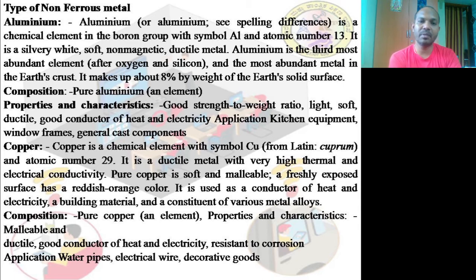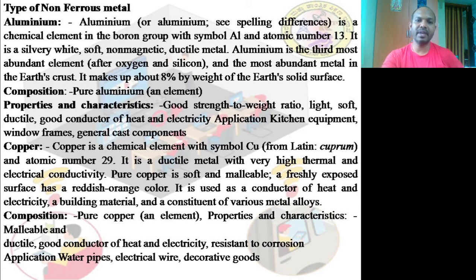So let us talk about the types of non-ferrous metals. Aluminum is one of the most popular materials used in the non-ferrous metals category. It is also called aluminium or aluminum. It is a chemical element in the boron group with the symbol Al, and its atomic number is 13, whereas for iron it is 26.